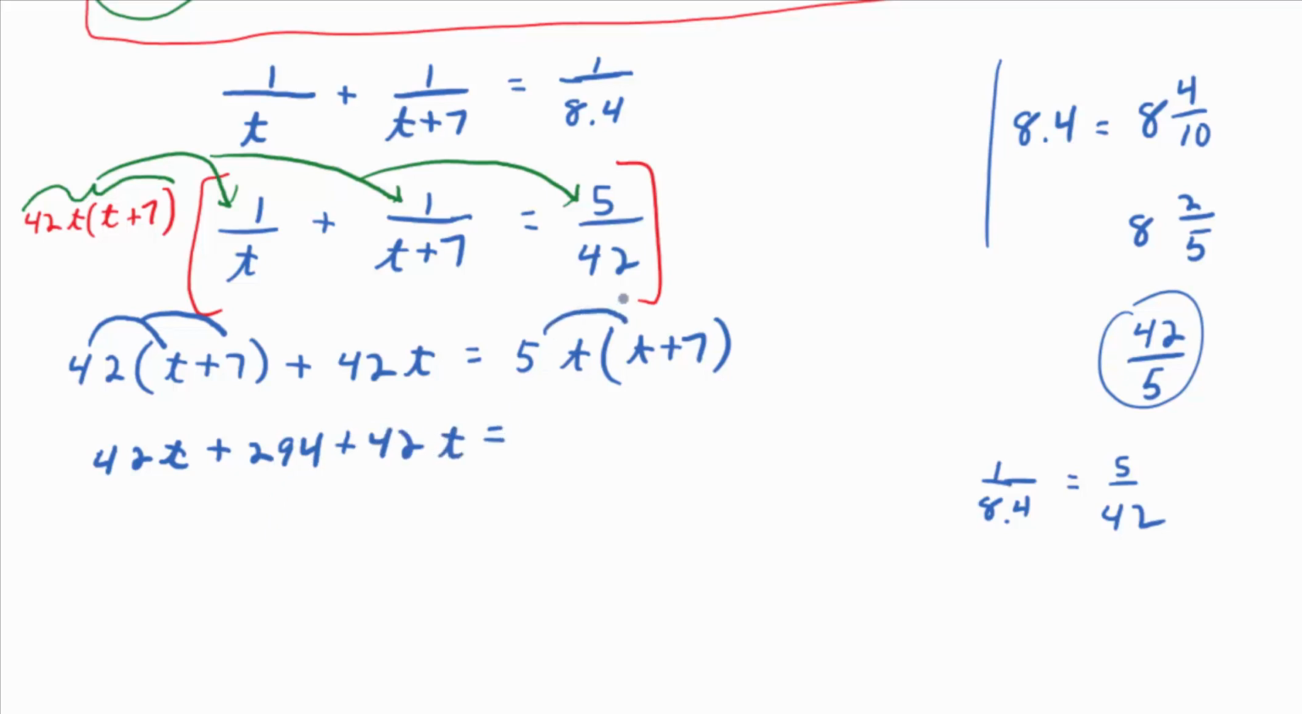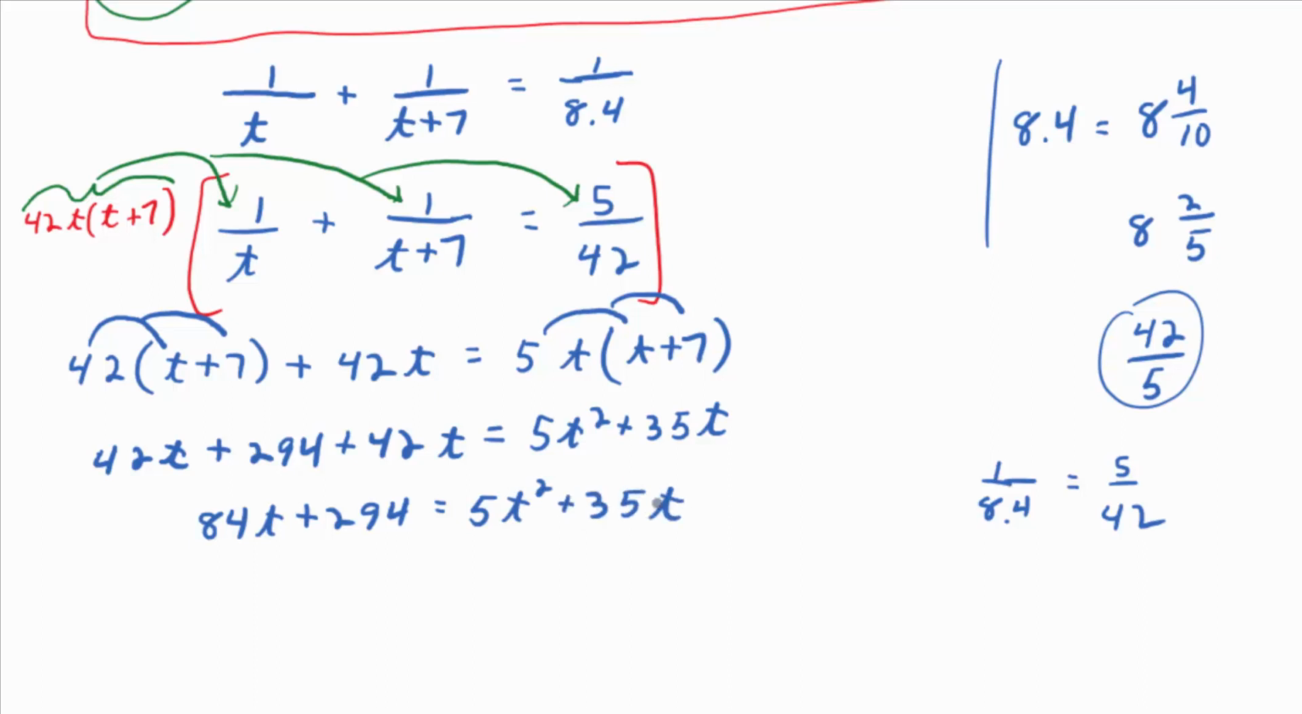Okay, distribute 5t on the right side. What do you get? So 5t squared plus 35t. Do we have anything that cancels like that last problem? No, unfortunately not. So let's see. Let's do the 42t plus 42t first. What does that give us? So 84t plus 294 is equal to 5t squared plus 35t.